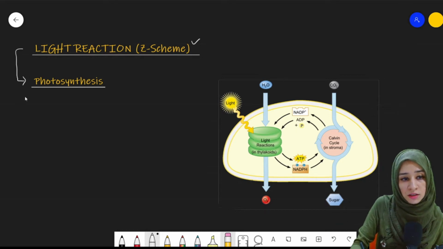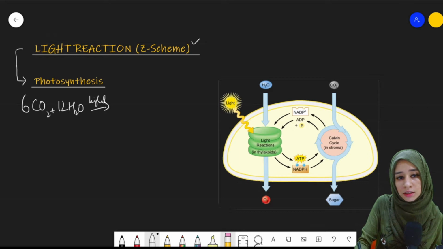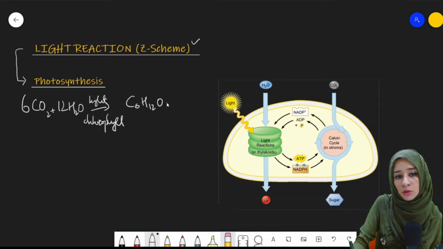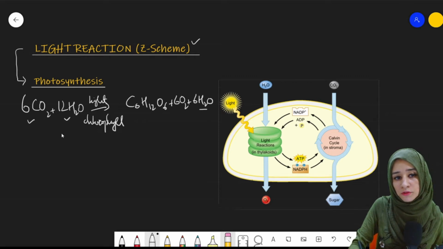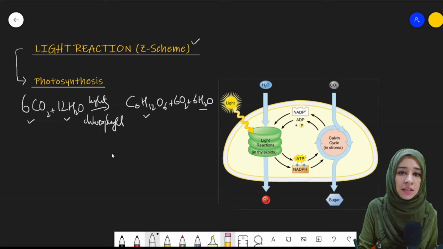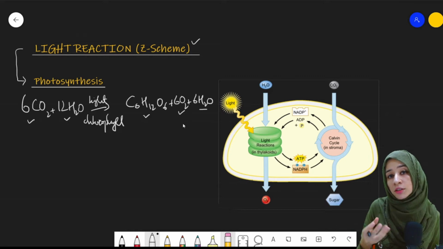The chemical equation for photosynthesis is like this: carbon dioxide plus water molecules, in the presence of sunlight and chlorophyll, gives rise to glucose, C6H12O6, and the byproduct oxygen and water molecule. What happens is, carbon dioxide reacts with water and results in the formation of glucose, that is C6H12O6, and a byproduct that is not required is produced, which is oxygen.